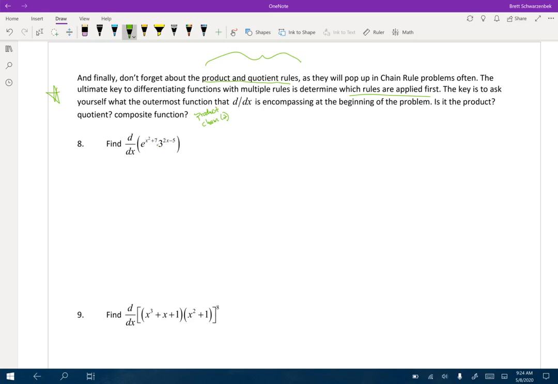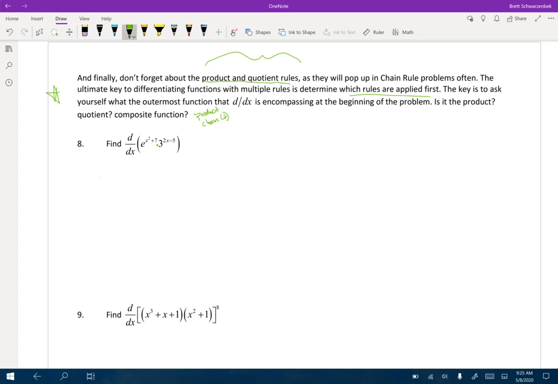Right now we do not see this. So the derivatives are not on the individual chains. They're on the entire product, which means that we need to do the product rule first.